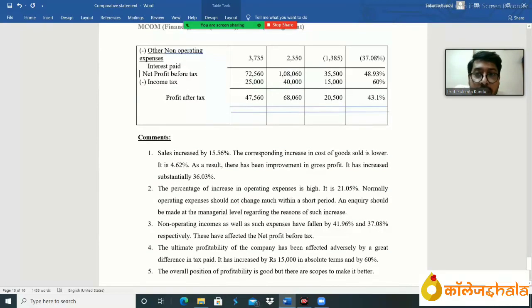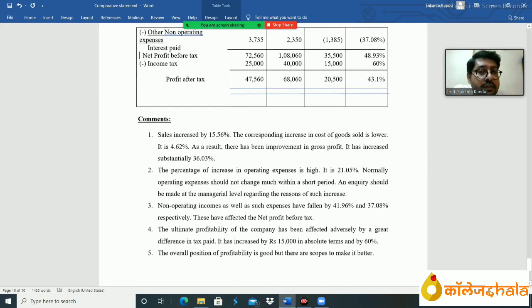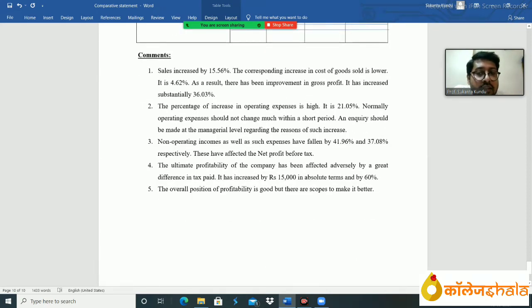Now coming to the last point, profit after tax. Still it is showing higher profit. So in 2011 the company earned 68,060 rupees profit, which is higher than last year's profit by 43.10%. So you can say that the overall position of profitability is good, but there is scope to make it better.